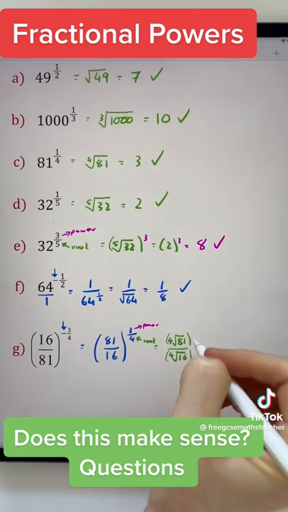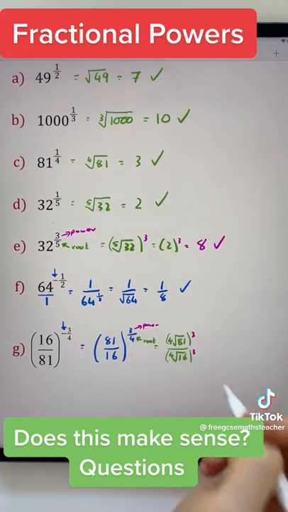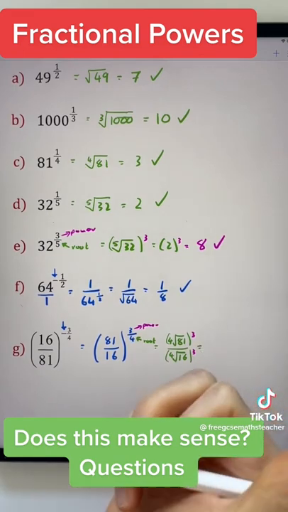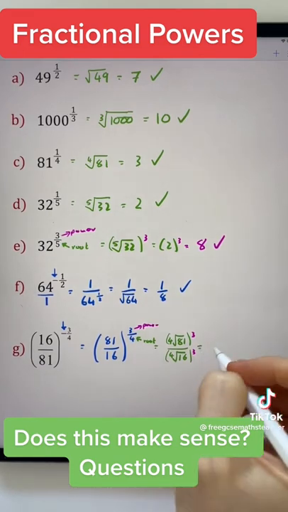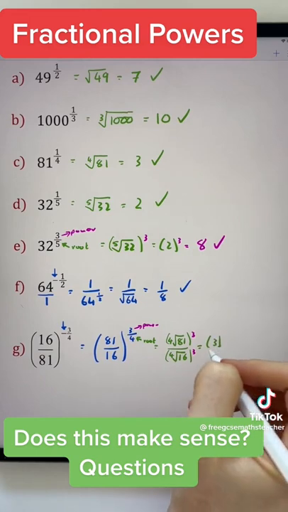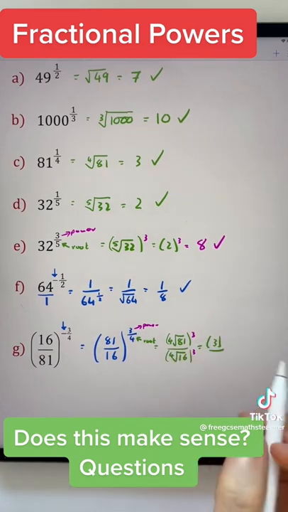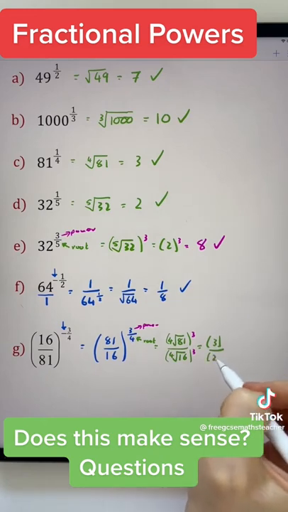And then I'm going to apply the power of 3. So I'm going to cube the top and the bottom. Well, the fourth root of 81, i.e. what number multiplied by itself four times gives us 81, is 3. And the fourth root of 16, i.e. what number multiplied by itself four times gives you 16, I know is 2.